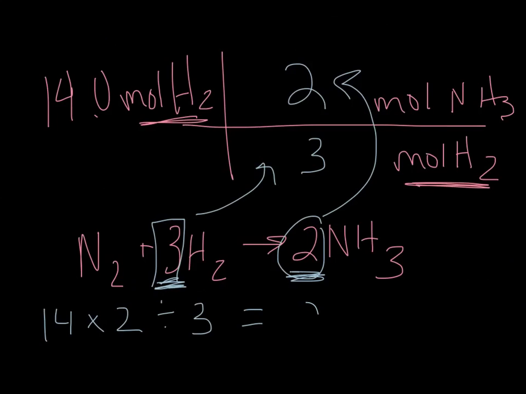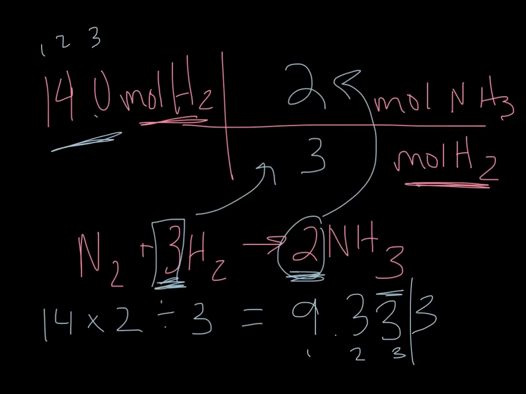Which gives me 9.33 repeated. With 3 sig figs, 1, 2, 3 in my starting number, I need 3 sig figs in my finishing number, so 1, 2, 3, cut it off there. So I have 9.33 moles of ammonia.